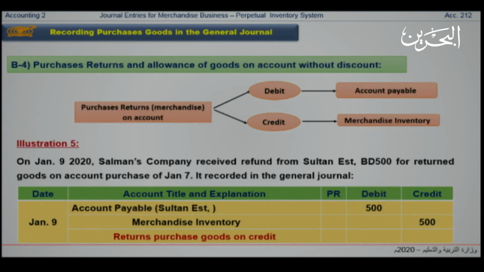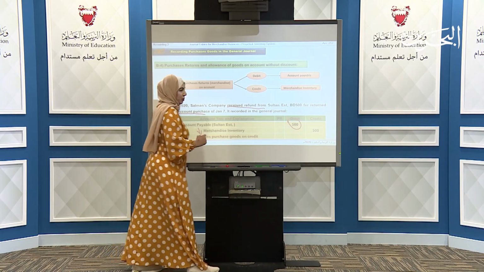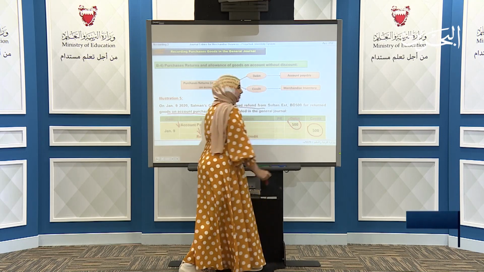Moving to the purchase return and allowance of goods on account without discount also. Salman Company receives a refund from Sultan with amount of 500 for returned goods on account. When I return the goods that I purchased before on account, my liability will decrease, and I will put the figure on the debit side to decrease my liability, which is the account payable. Also, my inventory will decrease and it will affect the credit side with 500.